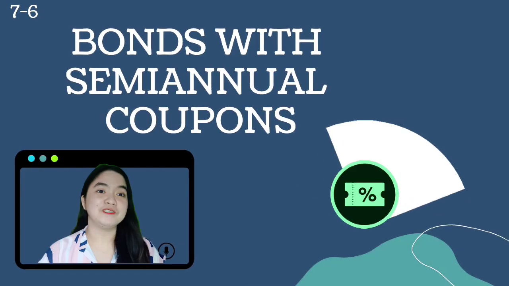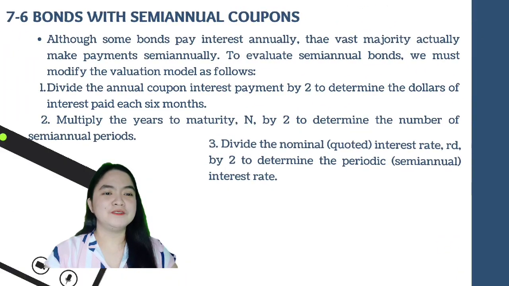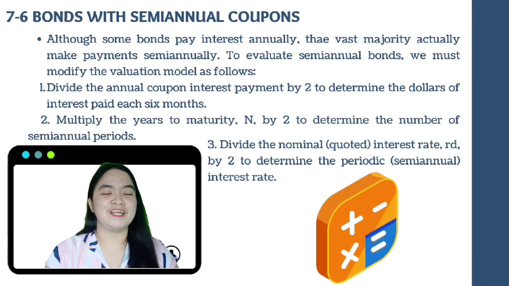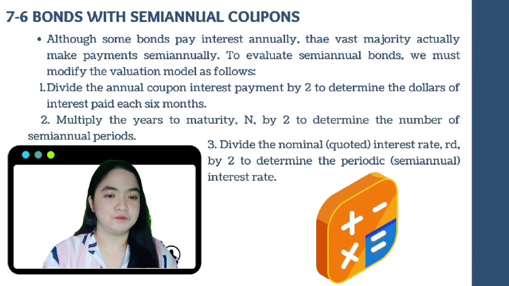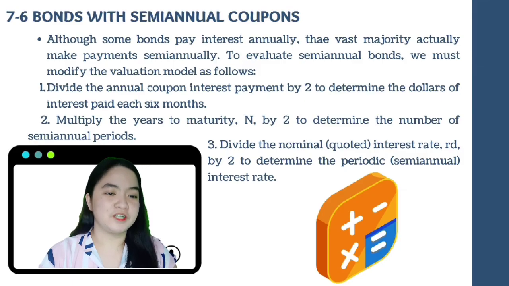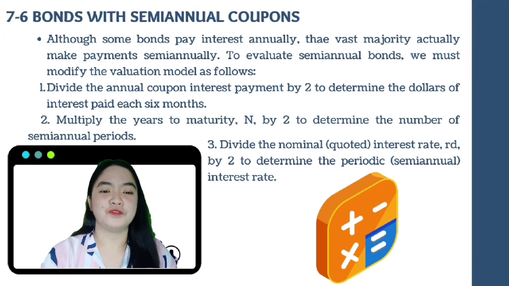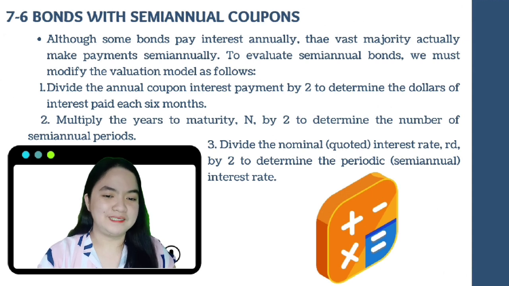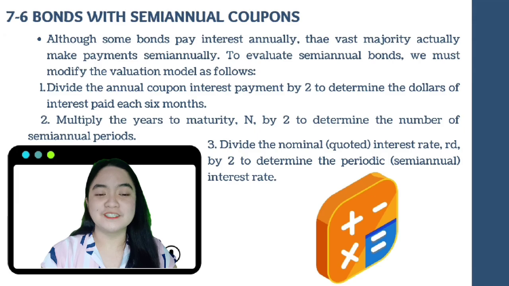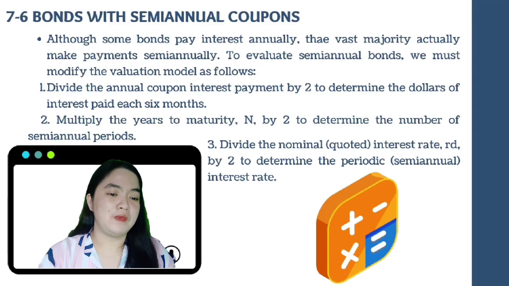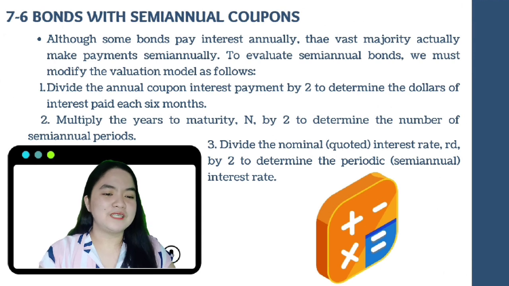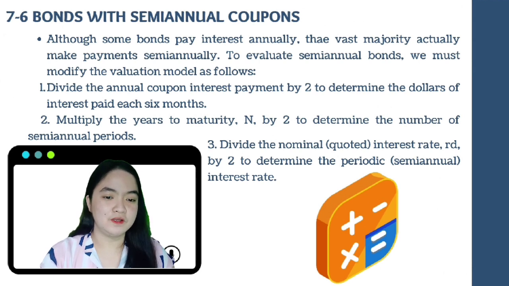Another part of my report is about bonds with semi-annual coupons. Semi-annual bond basis is a conversion methodology that allows investors to directly compare yields on bonds with varying characteristics. Since bonds come with all sorts of interest rates and payment frequencies, it is essential to be able to find some standard measure to compare different kinds of bonds side by side. Although some bonds pay interest annually, the vast majority actually make payments semi-annually. To evaluate semi-annual bonds, we must modify the valuation method as follows.